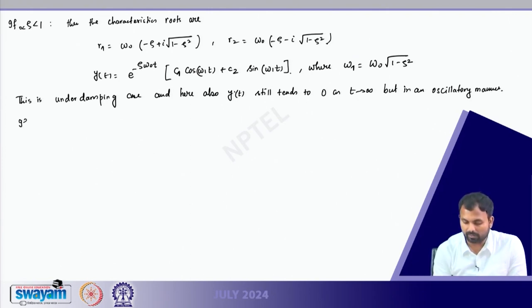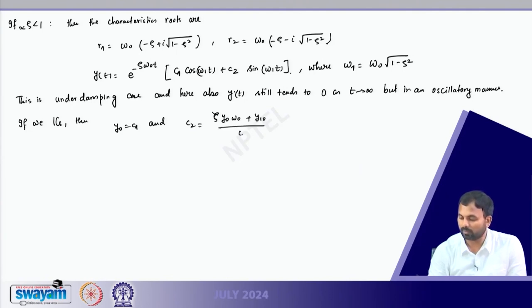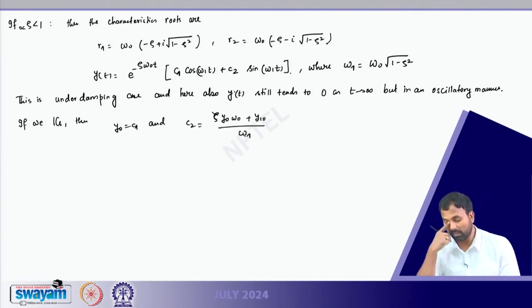And if we use the initial conditions (ICs), then we will get y(0) equals c1, and c2 in terms of zeta, y(0), omega, and y'(0). Then you put it back, and that will give the required solution. So, combining this and this, we will get the required solution.